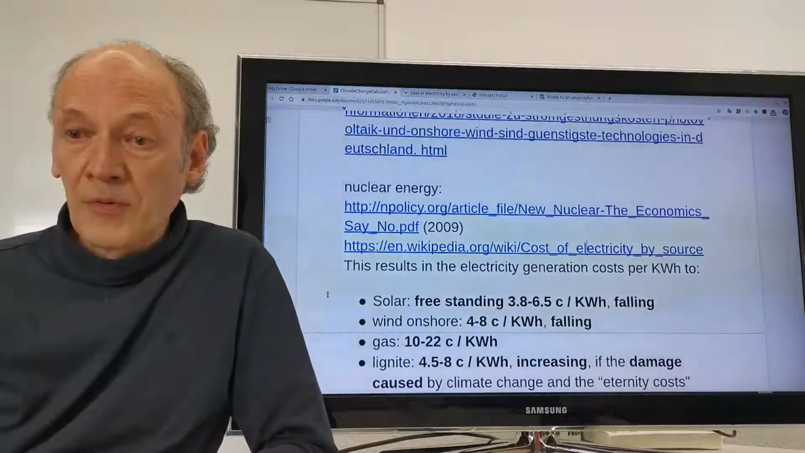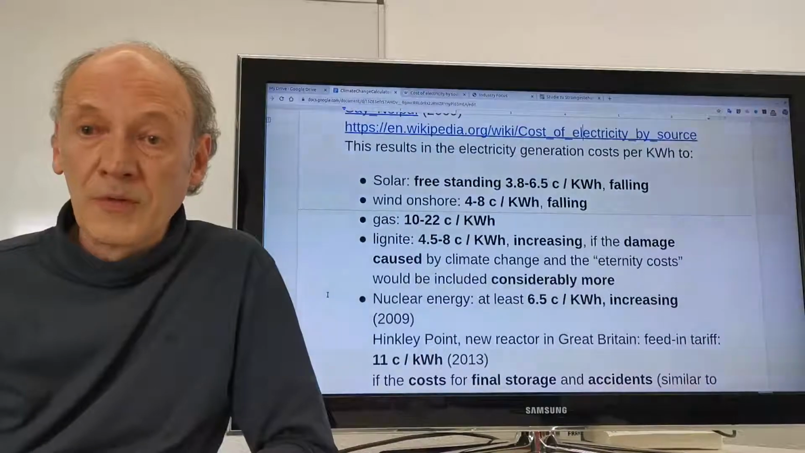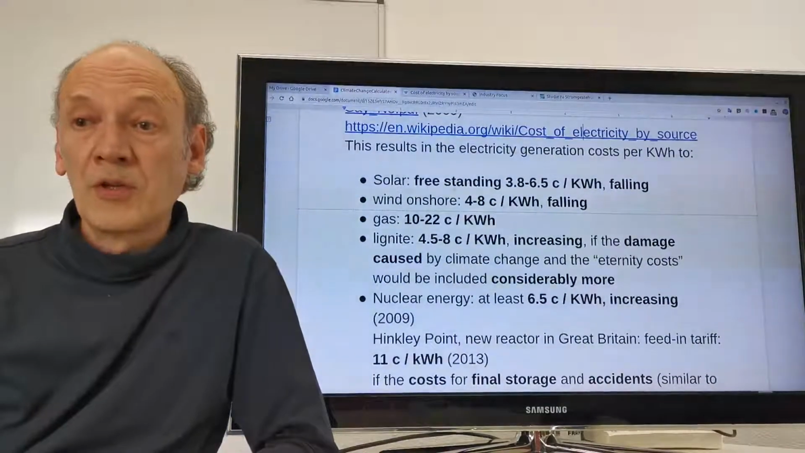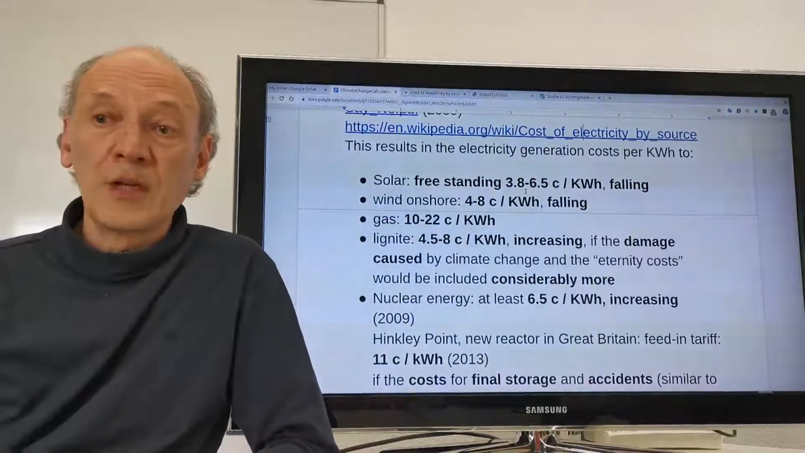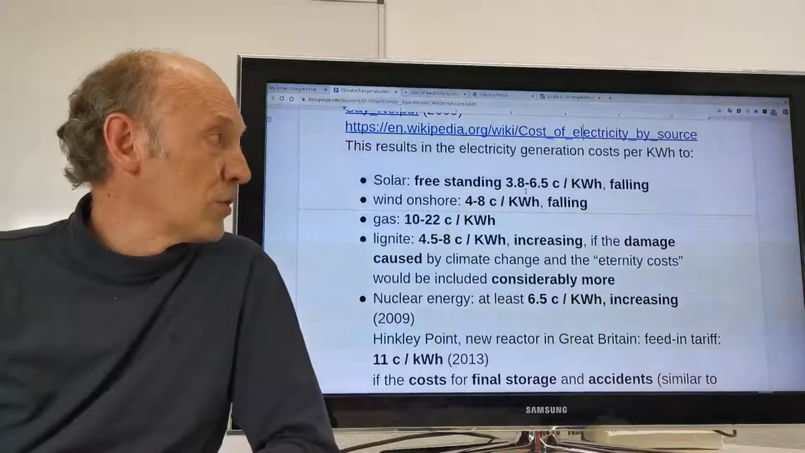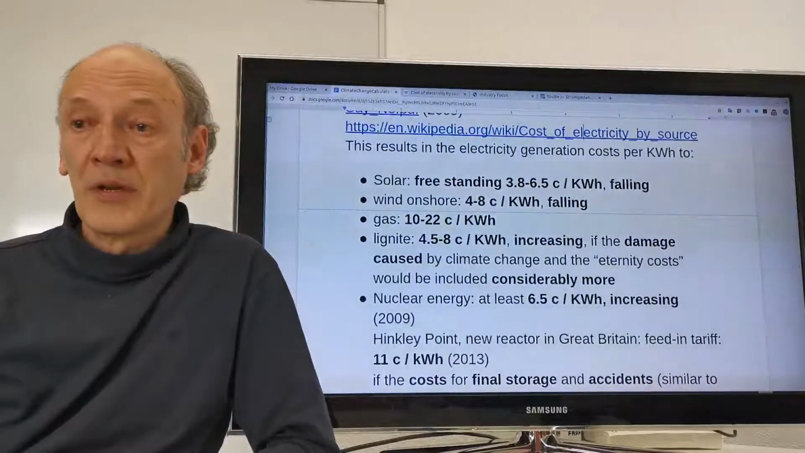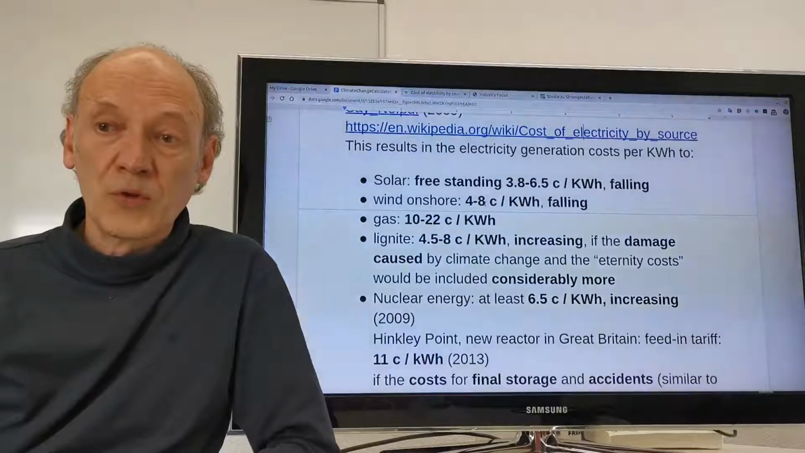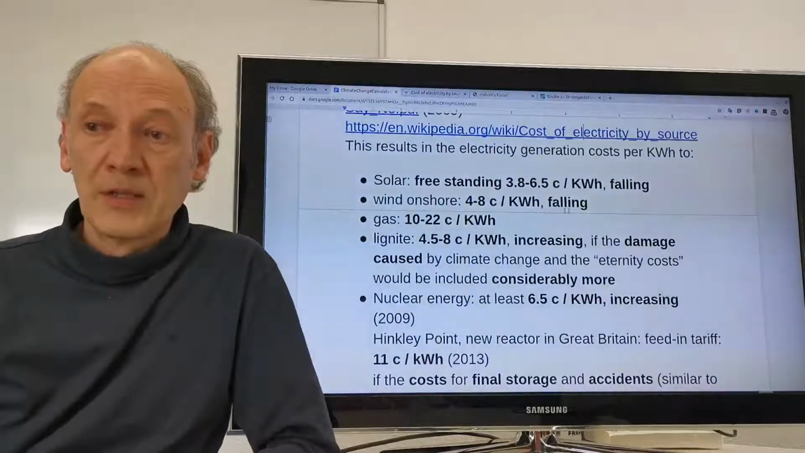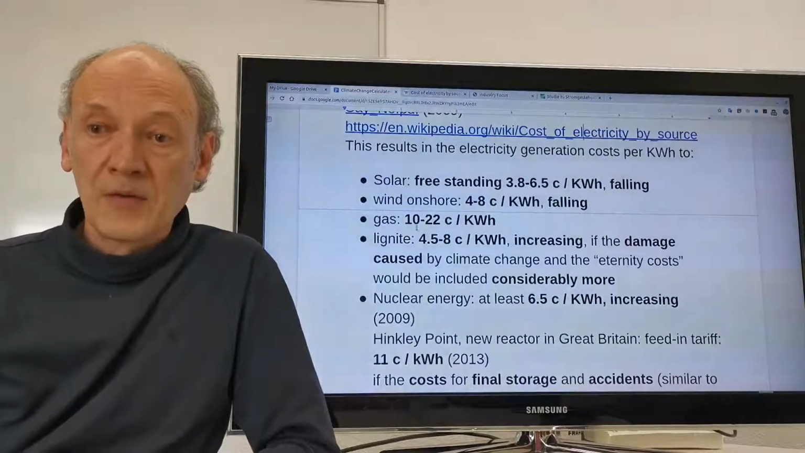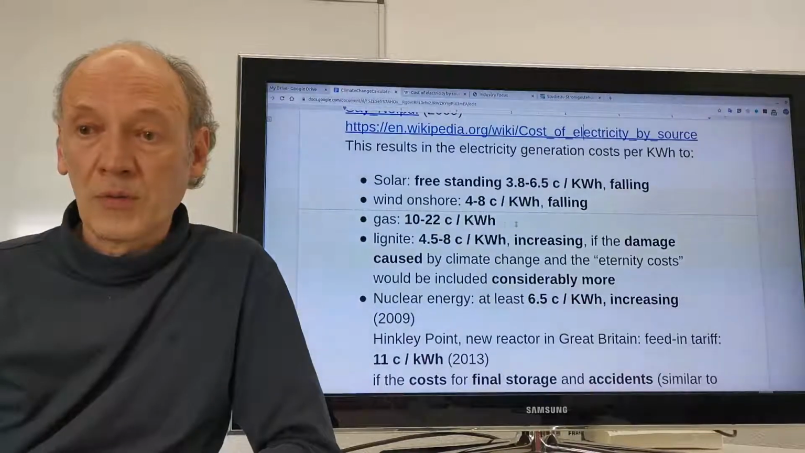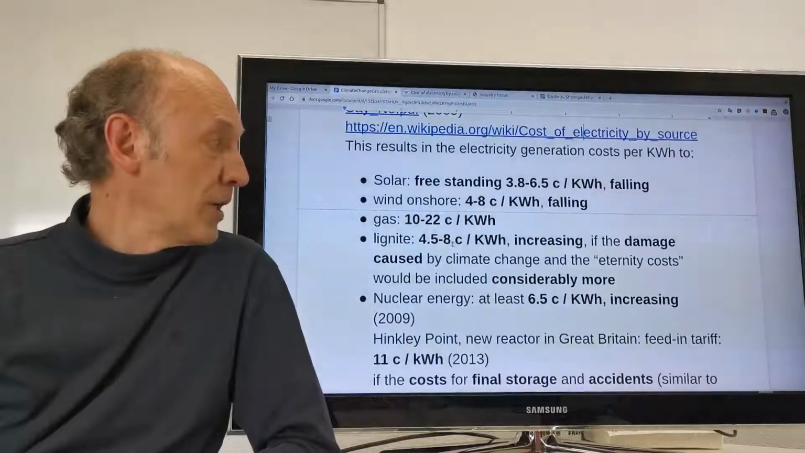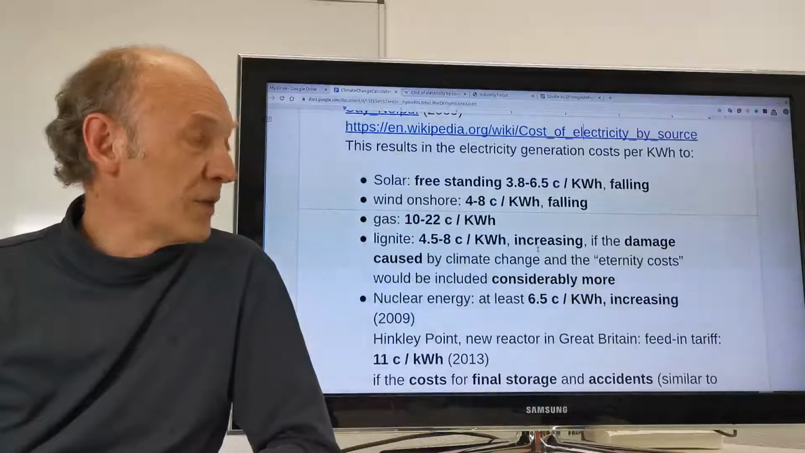Yeah, so these numbers I summarized here in this little list. Solar energy, we have a range between 3.8 to 6.5 cents per kilowatt hour and falling over time, so they are getting cheaper. Same for wind onshore, 4 to 8 cents per kilowatt hour, decreasing. Gas, 10 to 22 cents per kilowatt hour, more or less constant. Lignite, 4.5 to 8 cents per kilowatt hour, but increasing.